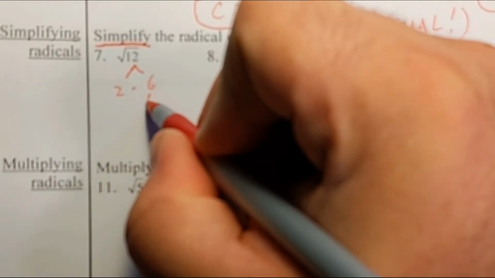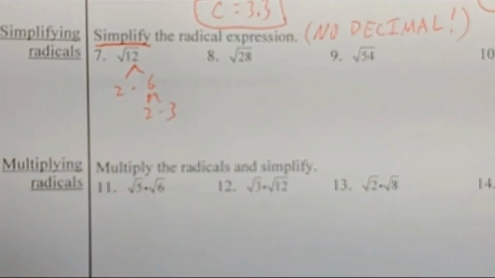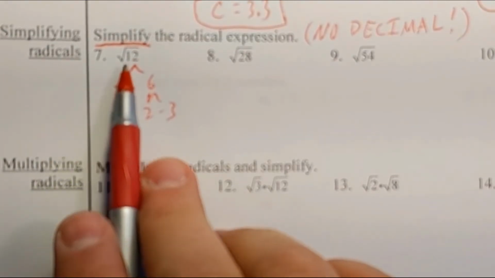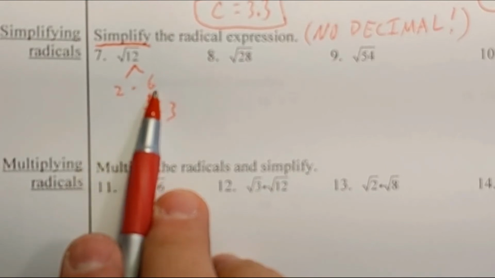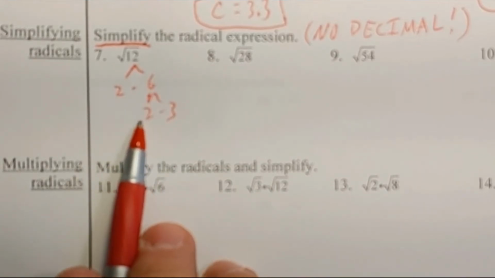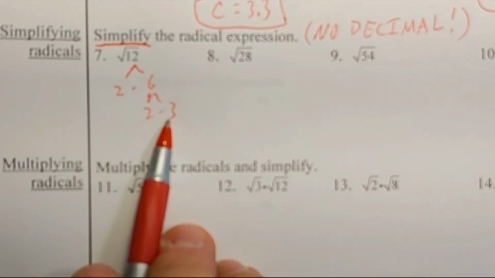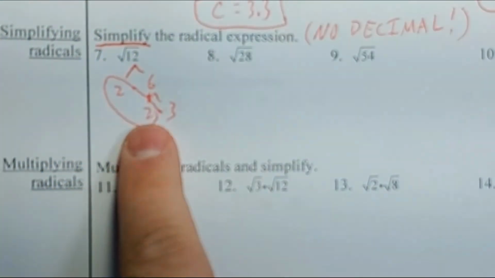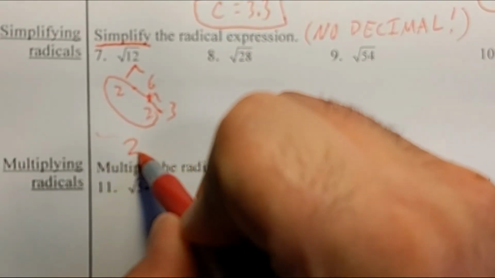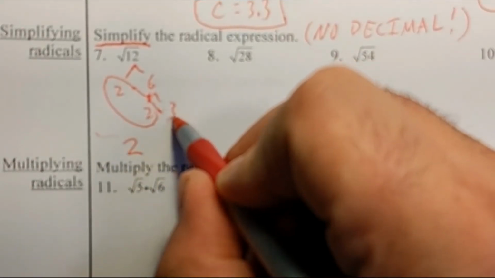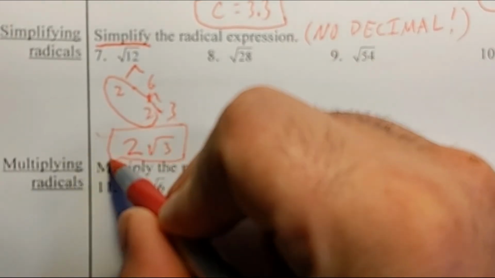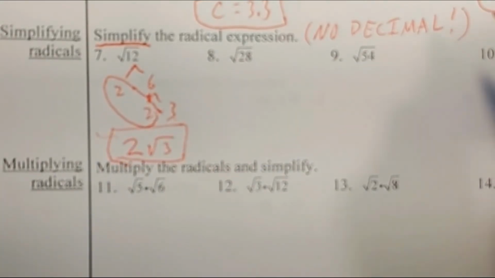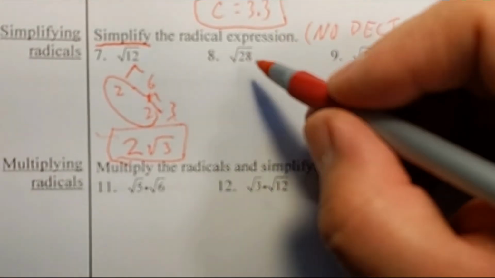You did it when you were younger, where you factor it out, and then you go, okay, 12 can be 2 times 6. 2 doesn't factor anymore. 6 can be 2 times 3. 2 doesn't factor anymore. 3 doesn't factor anymore. You look for pairs. So like right here, there's a pair of 2s. That is going to go on the outside. And then the one that doesn't have a pair, the 3, is going to stay on the inside. That is a simplified radical. Do not give me a decimal.